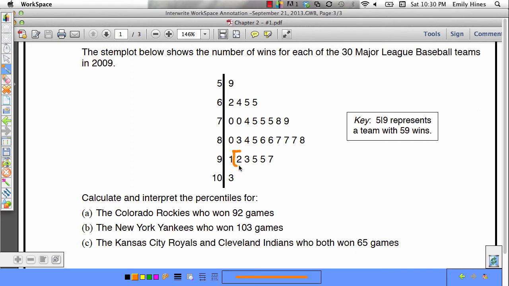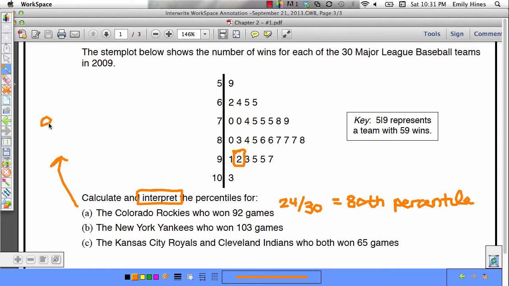That would be this team right here, 92. Which means that 24, if I count all of these numbers below them, 24 out of the 30 teams had fewer wins than they did. So if I say 24 over 30, and then I round to the nearest whole number, I get the 80th percentile. So if I was interpreting this, I would say 80% of teams won fewer games than the Colorado Rockies in 2009. Or Colorado Rockies won more games than 80% of the teams in Major League Baseball in 2009.